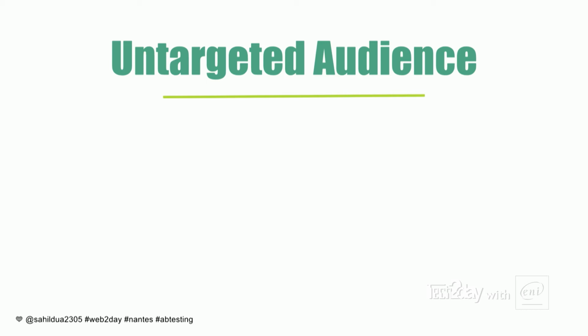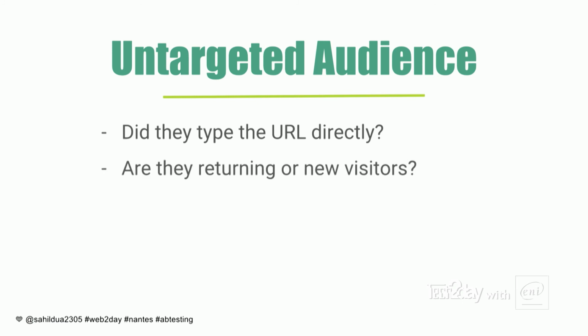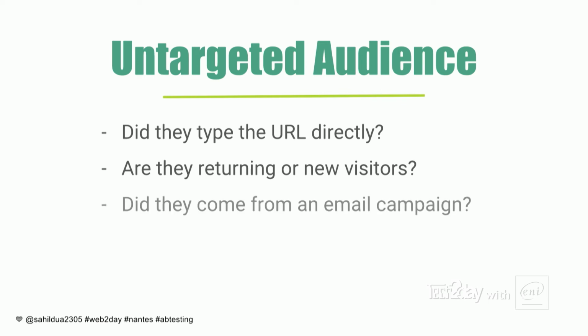Untargeted audience. And what that means is, are you segmenting your results by source? Are you looking at the right kind of people that you want to look at when you are looking at the results? Did your users type the URL directly, or let's say they are returning users, or they are new users, or maybe they're coming from your email campaign? So you really want to segment the results and see how exactly or where exactly people are coming from, and then see what's the impact of your changes on that segment of the people.